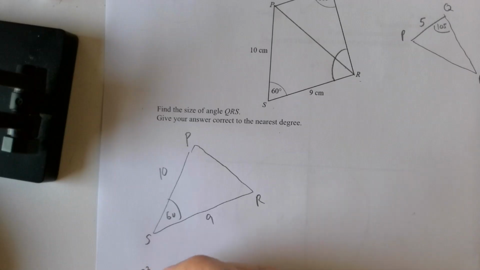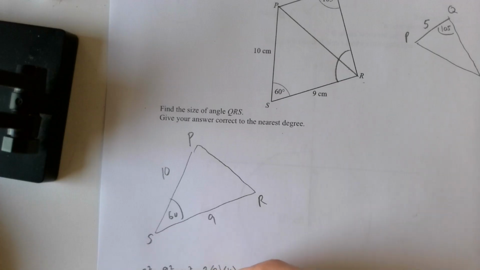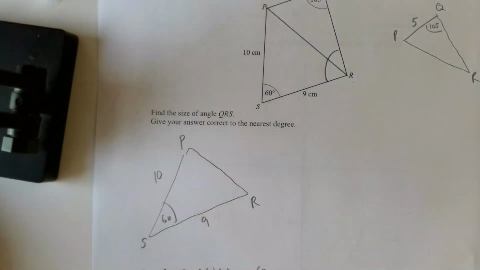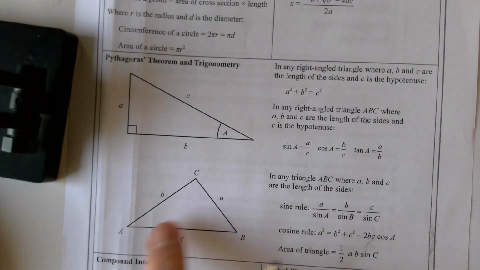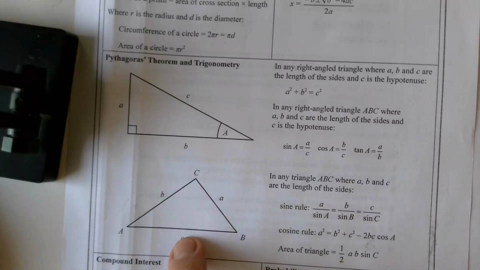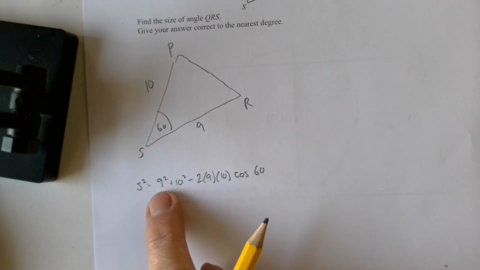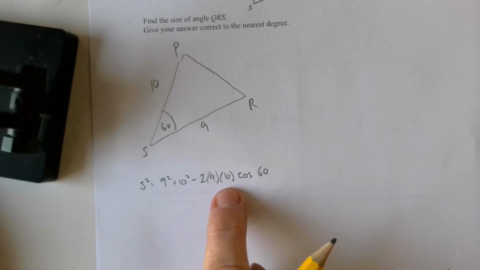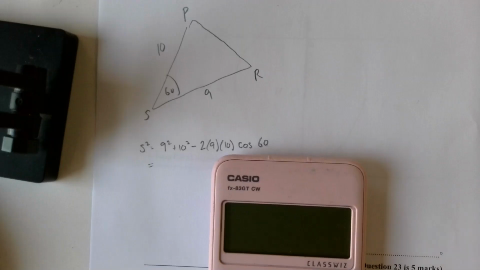So I know that S squared equals 9 squared plus 10 squared minus 2 times 9 times 10 times cos 60. So let's just make sure we're happy with that. So the cosine rule, if you're not sure about it, a squared equals b squared plus c squared. So if I'm trying to find this length here on my formula sheet, that one squared is this one squared plus this one squared minus 2 times b times c times the angle between them. So I've done that. B squared plus c squared minus 2 times b times c times the cos of the angle between them. So you can literally just type that into my calculator. So as soon as I've written down that fact, I can get a mark.